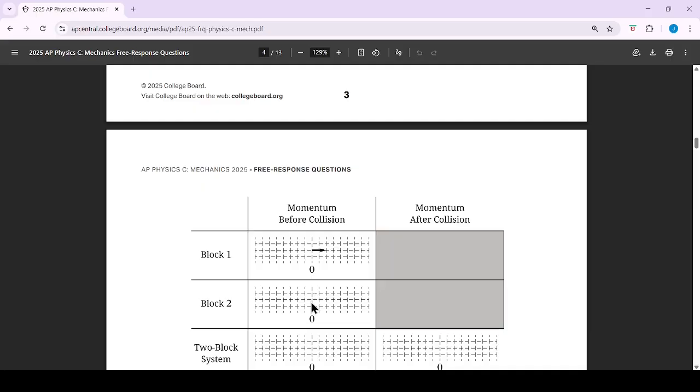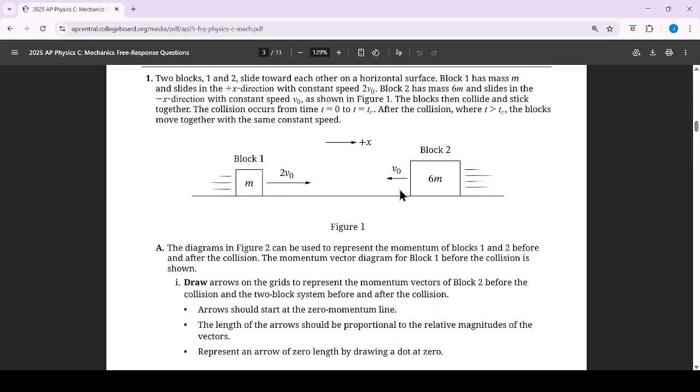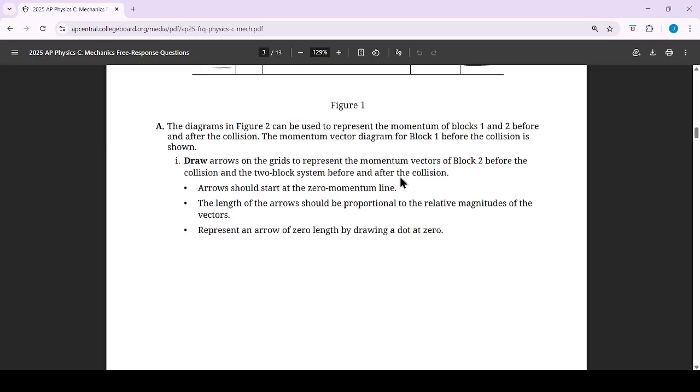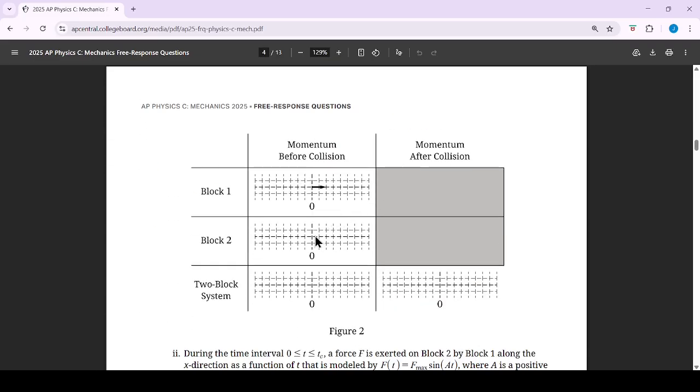Now we're going to be asked to determine the momentum of block 2 before the collision. The momentum of block 2 is going to be in the negative x direction. And again, it's going to be the mass times velocity, so 6mv naught. If we were to draw this arrow here, it would go in the minus x direction: 1, 2, 3, 4, 5, 6. So it'd be a vector arrow pointed in the minus direction to the end of the 6th block.